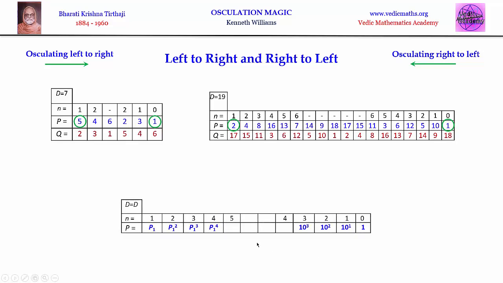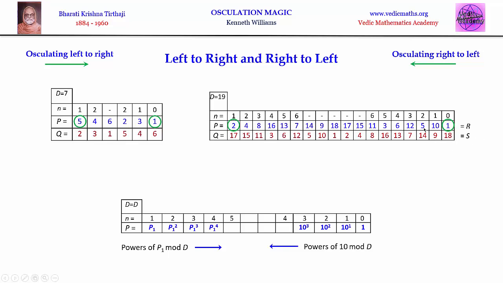So this diagram summarizes this. We've got powers of P1 from left to right, and we've got powers of 10 from right to left. Here you'll see the numbering is changed at the top, because these oscillators deserve to have their own notation, which I'm calling R and S. So we can say R1 is 10, R2 is 5, and S3 is 7, and so on.